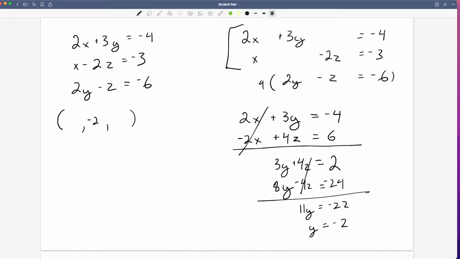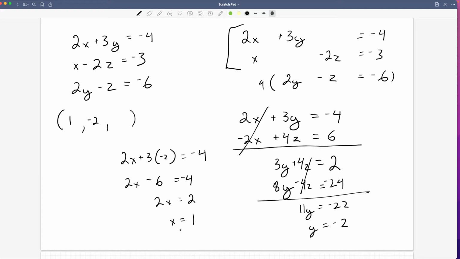Now I can take this y is -2 and substitute it in for one of these in order to solve. So why don't I choose this one? I'm going to solve with y for this one. So 2x plus 3 times -2, because that's what the value of y is, equals -4. So 2x minus 6 equals -4. If I add 6 to both sides, 2x is equal to 2. x is equal to 1. So I have my value for x, and that's a 1.